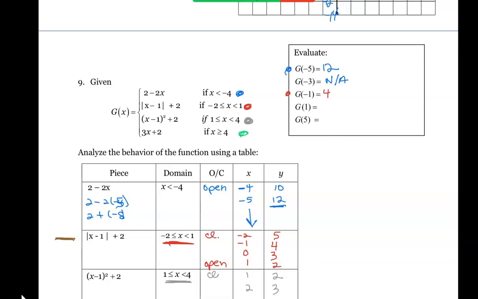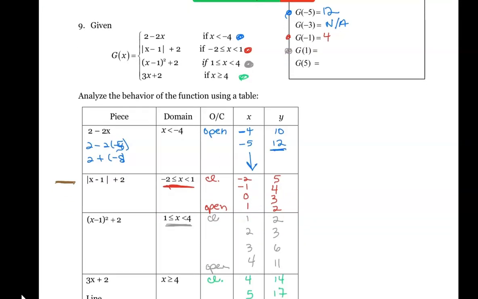Okay, look at 1. Now this is a dangerous one because I can't use the second piece of it. I can't use the red because that's less than 1. So I'm going to have to use the gray. So come down here, go to the gray. It's closed there. That's going to be a 2. Okay, I can only use the gray. I cannot use the red.